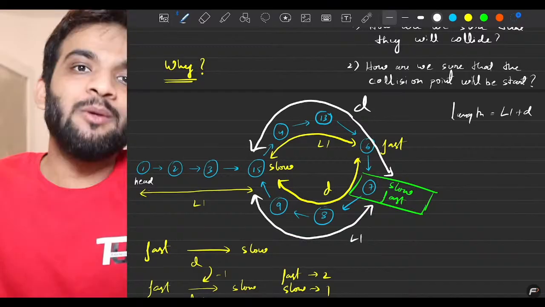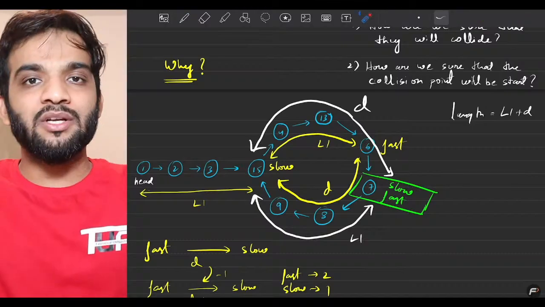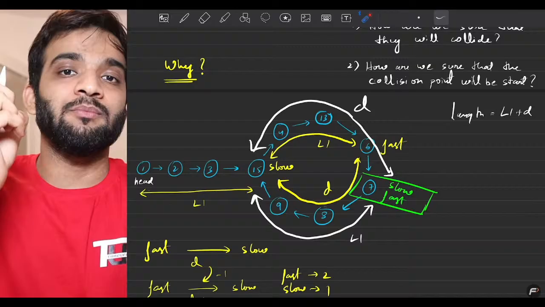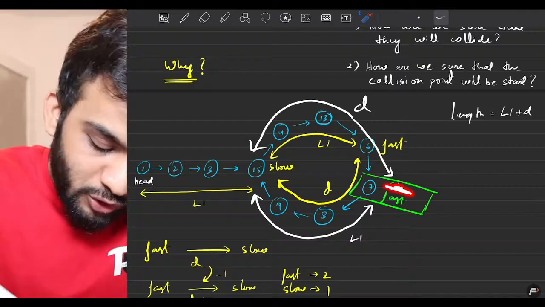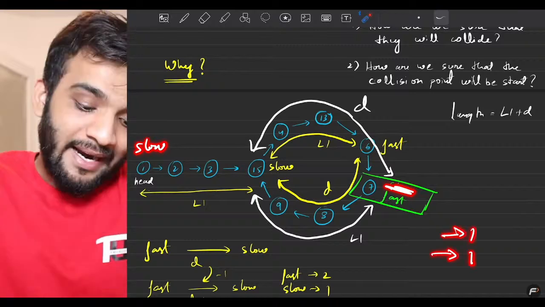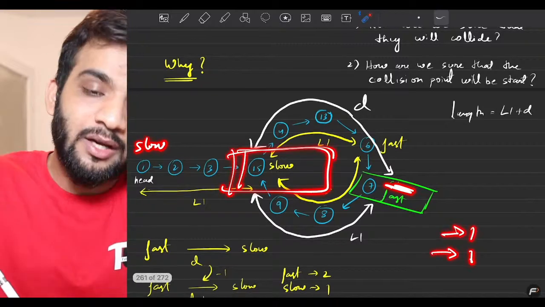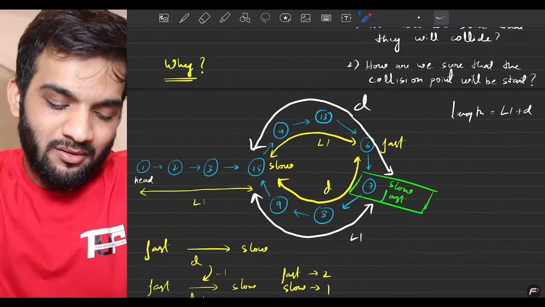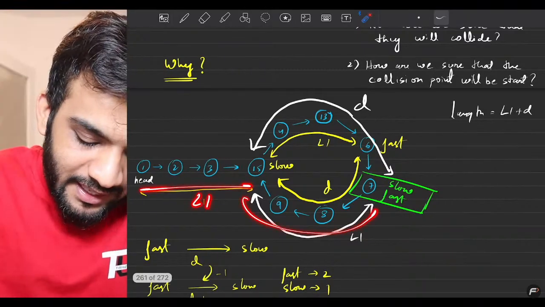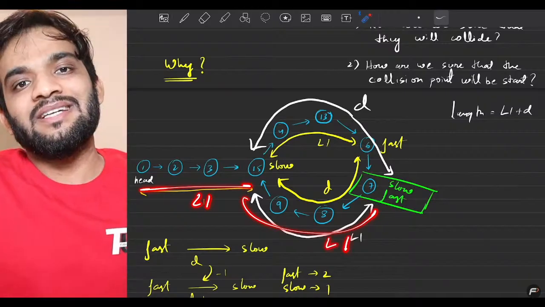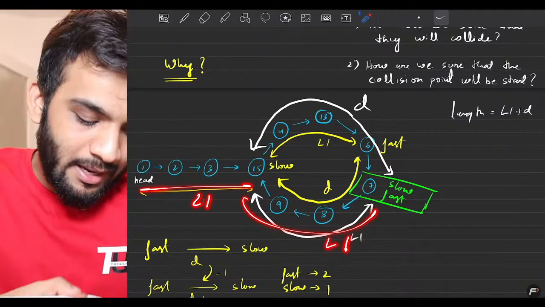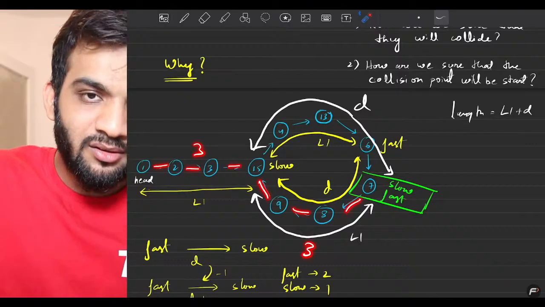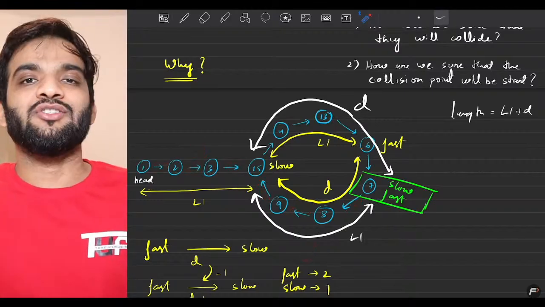Now tell me one thing. I've written down all the distances. You have understood the distances. What was the step 2 of the algorithm? The step 2 was we took slow over here and then we moved both by 1. And eventually they collided here. Why? Because we are moving them by 1, 1, 1. This is L1. This is L1. The distance is same. Because the distance is the same, they will collide.